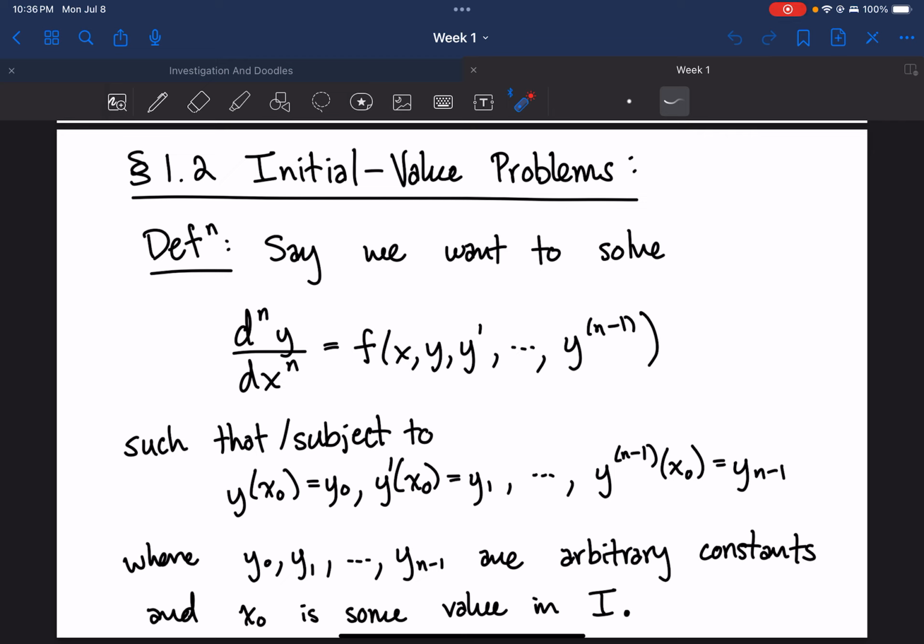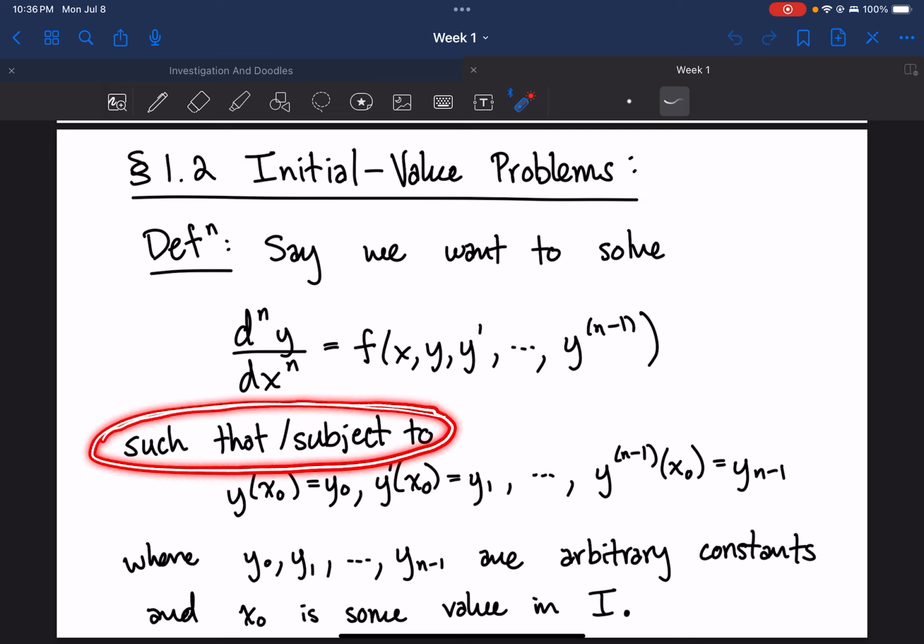It doesn't really matter how you write it, to be honest. This is just the general form of an nth order equation. The exact form doesn't matter. And then on the right-hand side, we have x and the other n-1 derivatives of y. The important part about an initial value problem is this keyword phrase right here, "such that" or "subject to." That indicates to us that this is going to be an initial value problem.